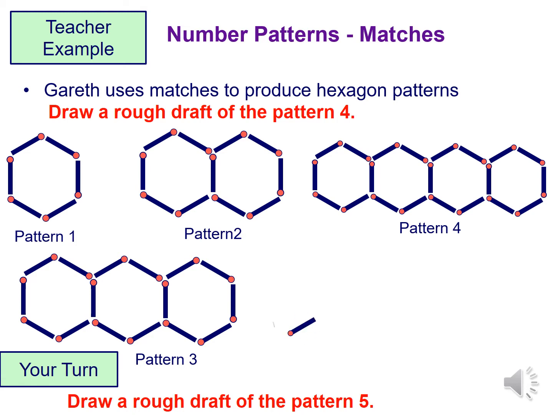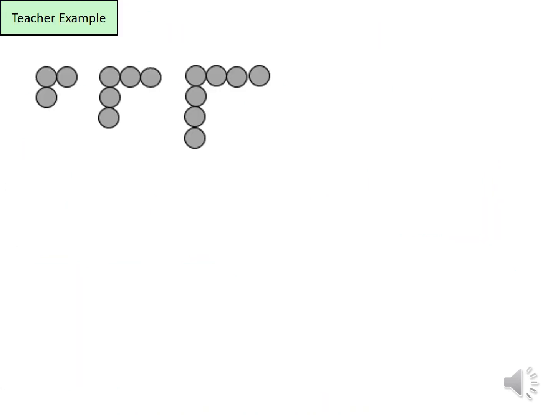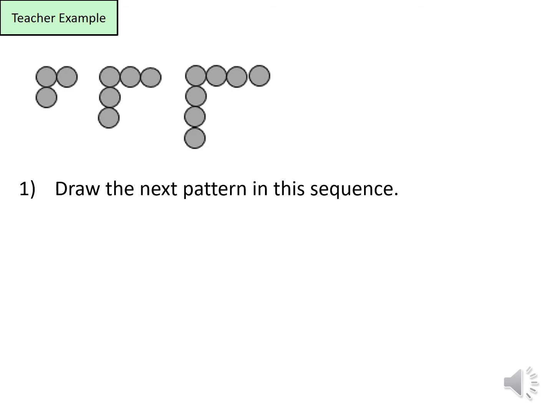Okay, so for pattern 5 you should have written down at least 5 hexagons, like so. This will make up the pattern for pattern 5. Okay, here is a pattern of circles. First question, draw the next pattern in this sequence.